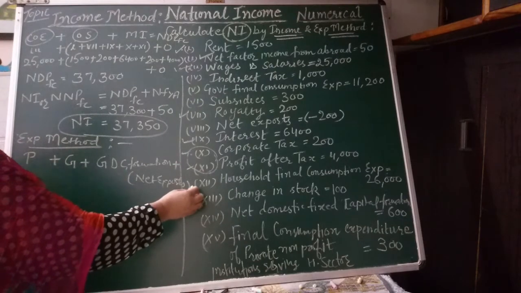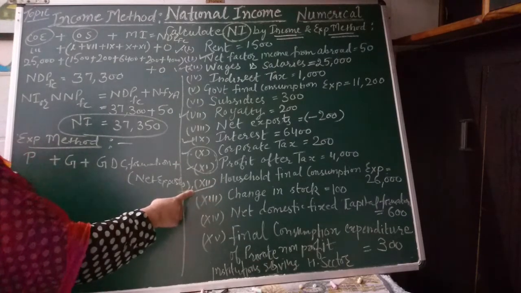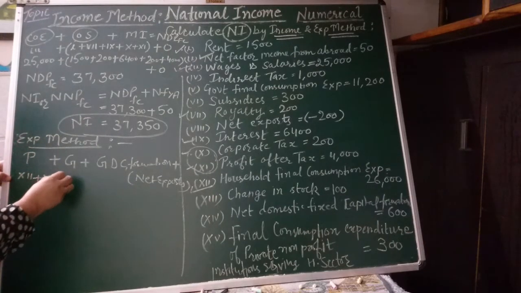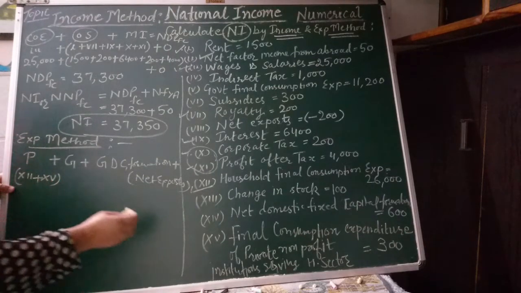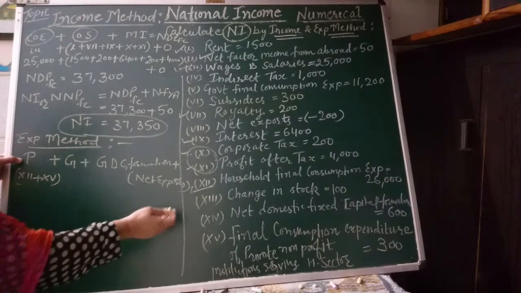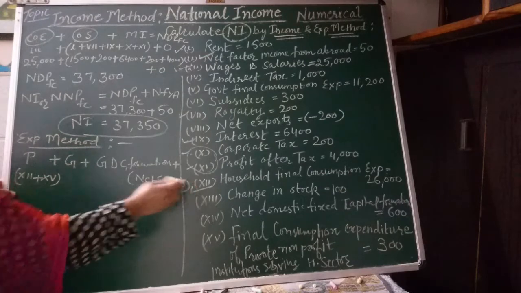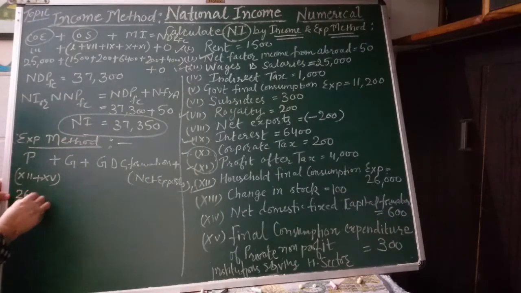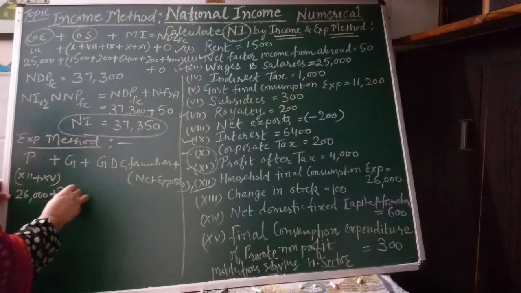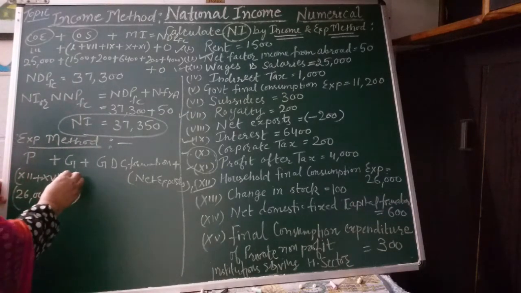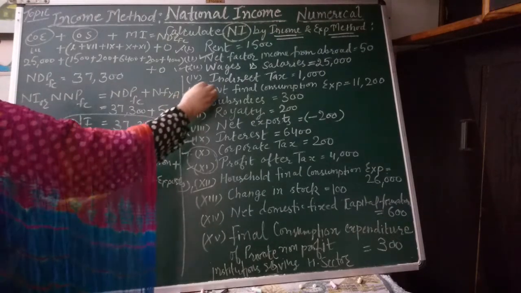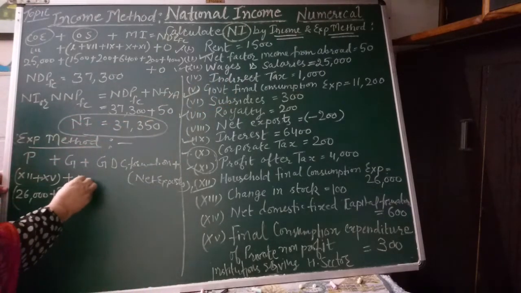Private final consumption expenditure, 2 components are given: item number 12 plus item number 15. These 2 components are the private final consumption expenditure. Item number 12, which is 26,000, plus item number 15, that is 300. This is private final consumption expenditure plus government final consumption expenditure, which is 11,200.